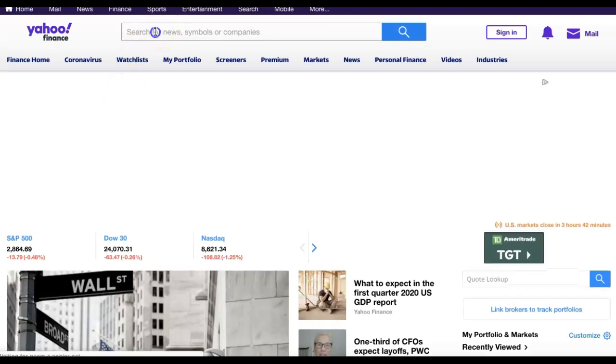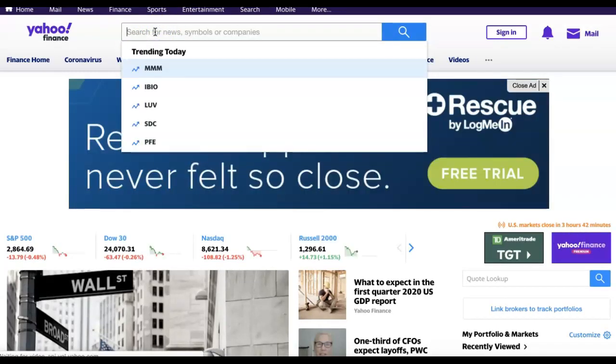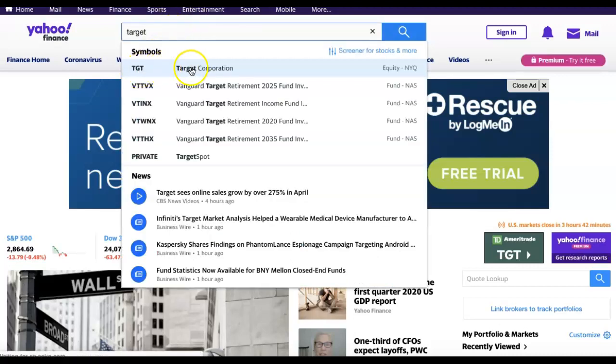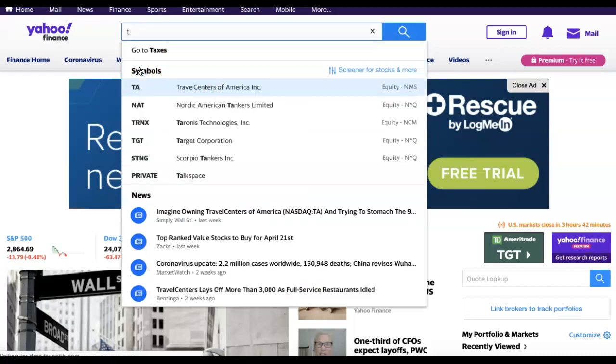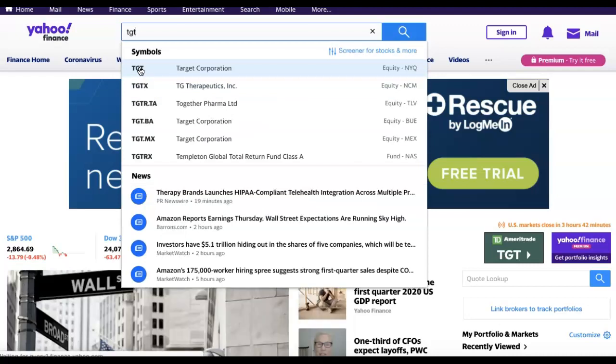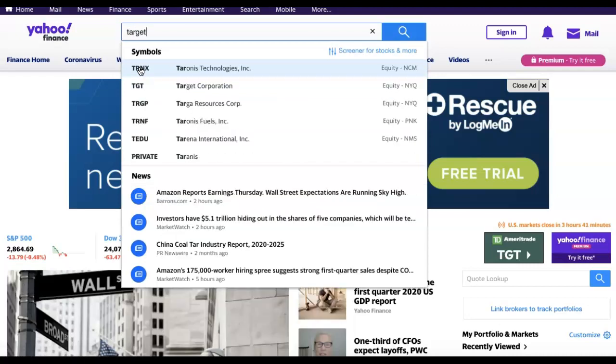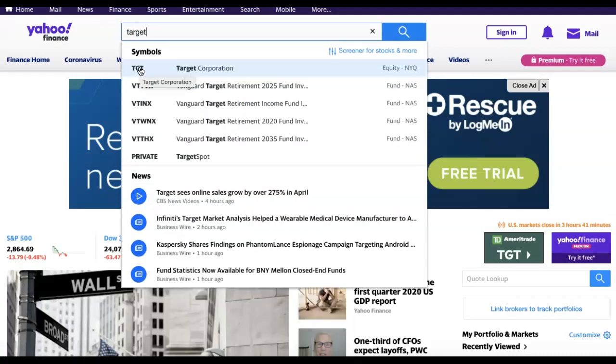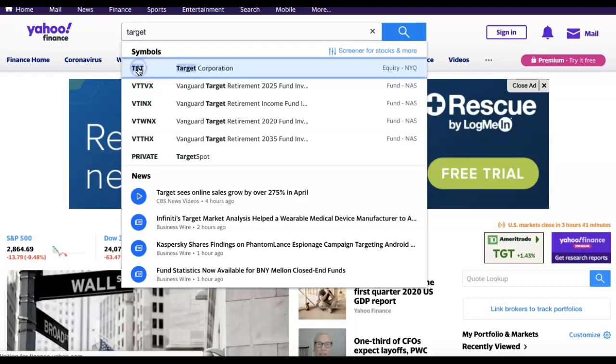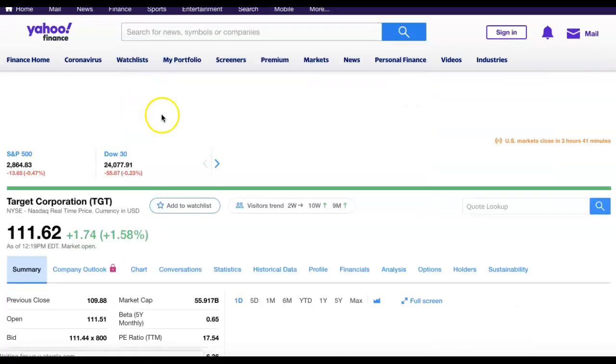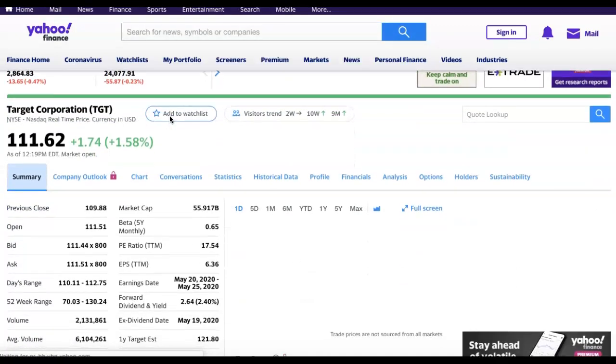And you can do this a couple of ways. You can just type in Target, and you'll see the first thing that comes up, Target Corporation. It's TGT. Now after a while, if you got familiar with Target, you could just type in TGT. But most people don't know the symbols for businesses, I certainly don't know most of them. So I just type in the whole corporation, and then it shows me TGT. So I'll click on that one, and here it is, Target Corporation.